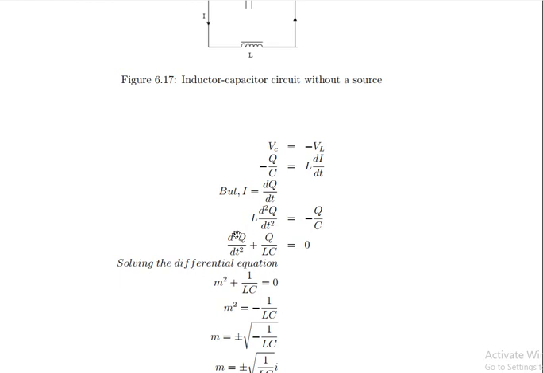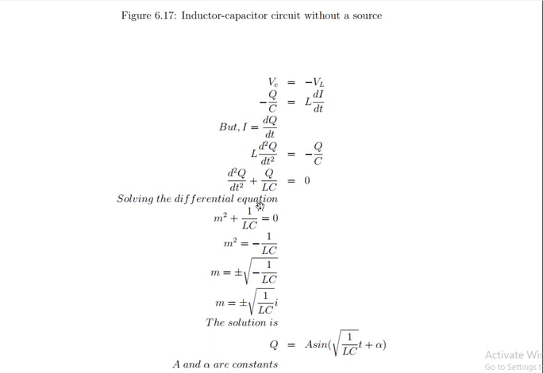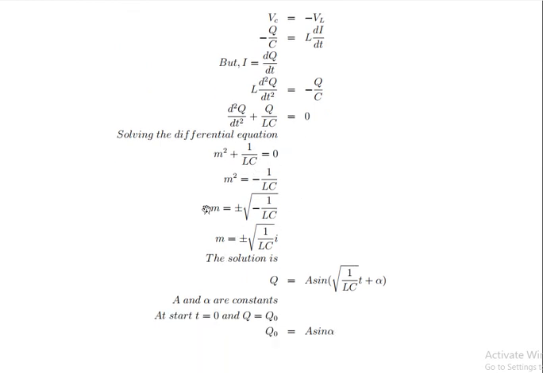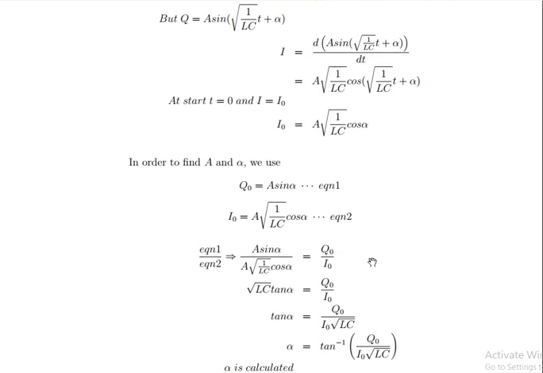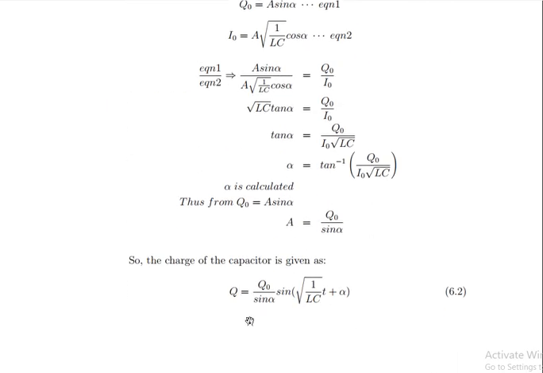So d squared Q over dt squared plus Q over LC is going to be equal to 0. Solving this differential equation, we're going to say m squared plus 1 over LC is equal to 0. When we solve it, we're going to have plus or minus an imaginary root here, with an i. So the formula is going to be Q is equal to A sine of this. So at the end, you are going to have this formula here. So the charge Q is going to be Q0 over sine alpha, times sine of this.